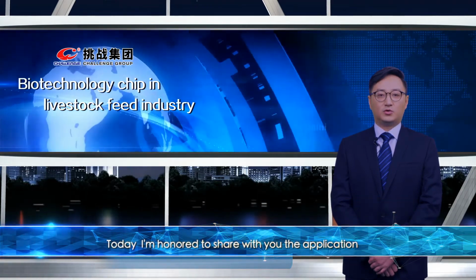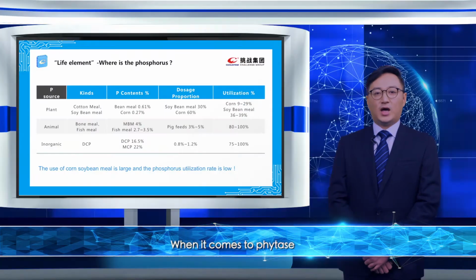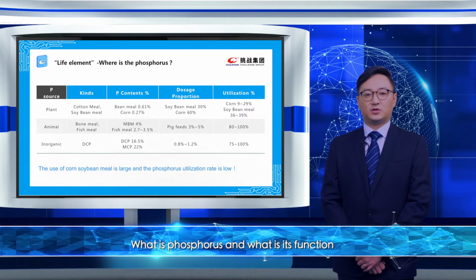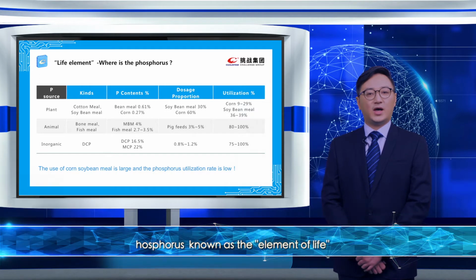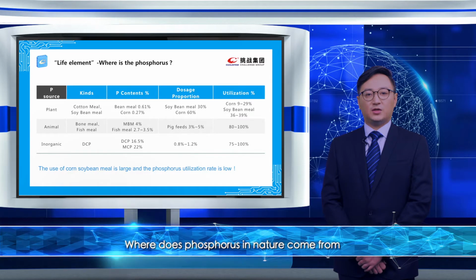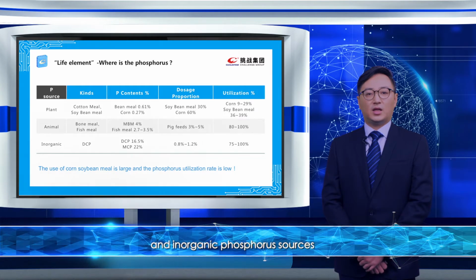Today, I'm honored to share with you the application of high-efficient phytase. When it comes to phytase, I have to say first, what is phosphorus and what is its function? Phosphorus, known as the element of life, is one of the important elements of bone, muscle, and skin. Where does phosphorus in nature come from? There are three types of sources: plant sources, animal sources, and inorganic phosphorus sources.